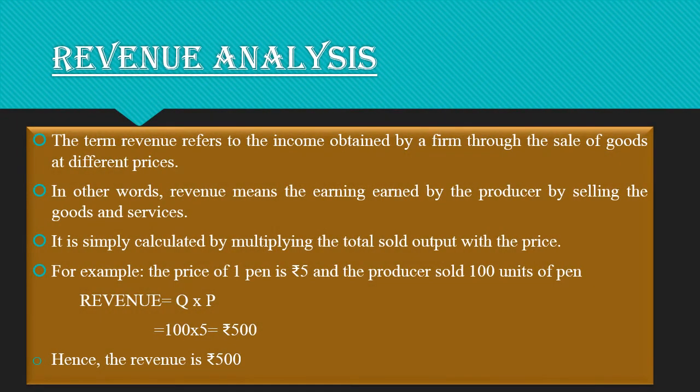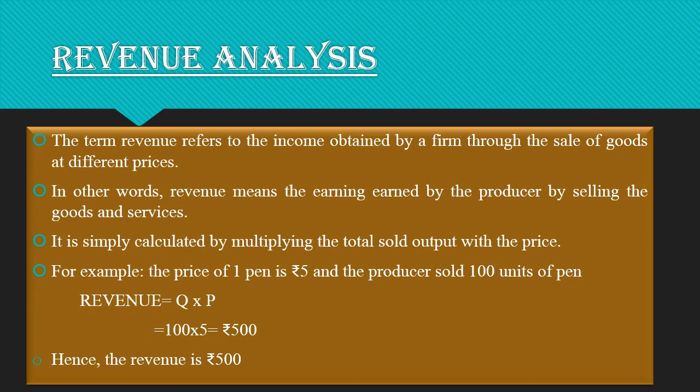So the next concept is revenue analysis. Let's see what is written here. Revenue refers to the income obtained by a firm through sale of goods at different prices. There is a difference between revenue and profit, and I want to make it clear to you. Revenue is the total amount received by the producer by selling the products in the market at different prices. In other words, revenue means the earning earned by the producer by selling goods and services.